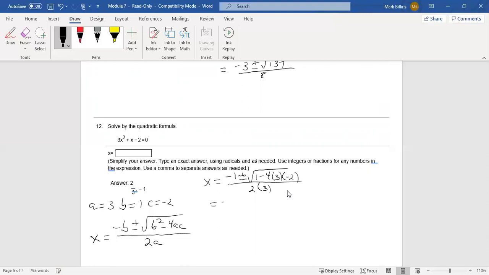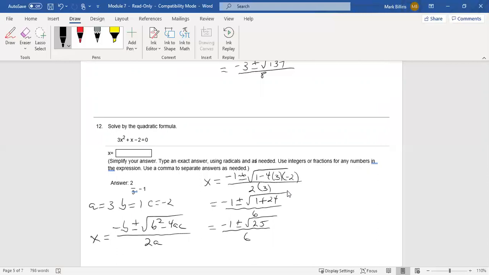Continue to simplify. We have -1 plus or minus the square root of 1. And remember, when I'm doing the multiplication, I start with the -4 times 3, which is -12. And -12 times -2 is positive 24, all over 6. Combine my like terms underneath the radical sign. So I get -1 plus or minus the square root of 25 all over 6.